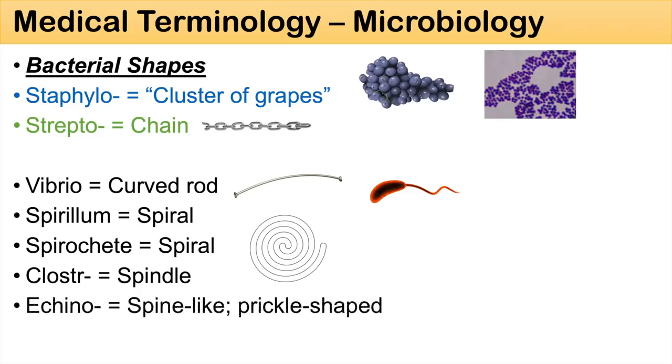Another term to describe a bacteria's shape is echino. So echino means spine-like or prickle-shaped. So echinococcus. And actinobacteria, the prefix actino means ray-like processes.